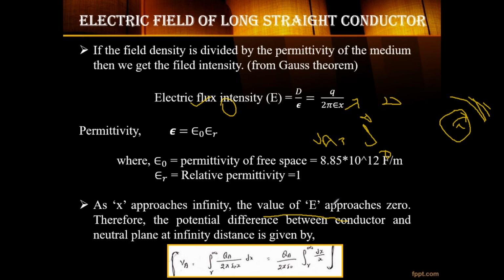So here q and 2 pi epsilon are constant values, and it depends on the distance from the center of the conductor to the outermost surface. So that is given by dx by x. We already know the integration of 1 by x is equal to ln x. So this is the voltage of conductor A with respect to the integration from the distance of r to infinity.